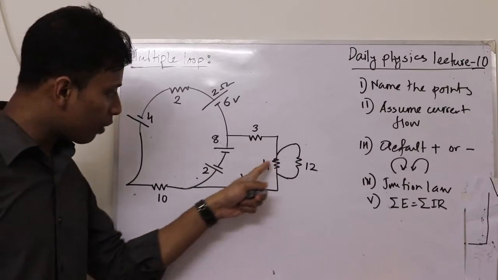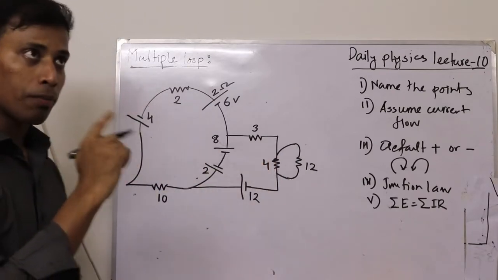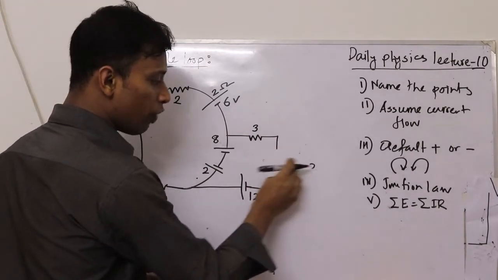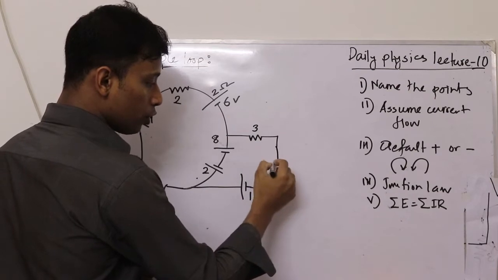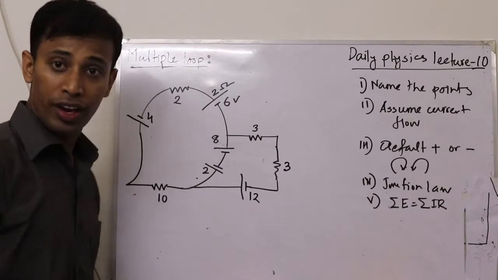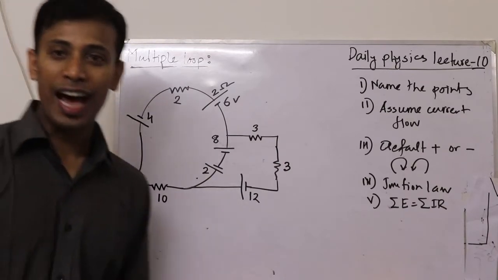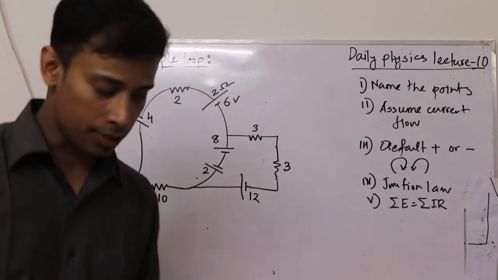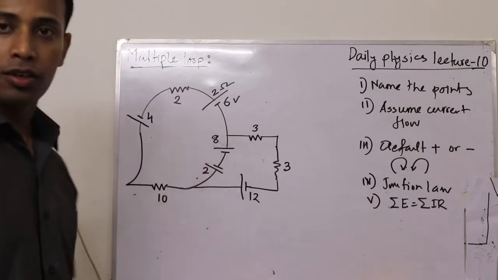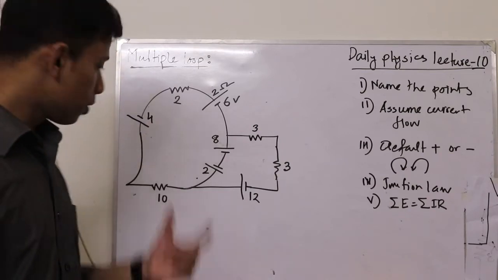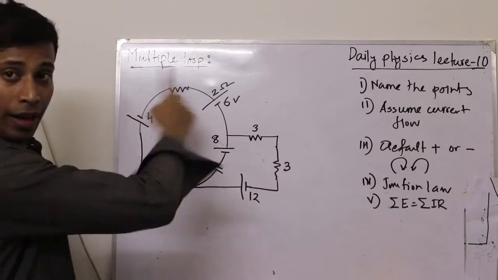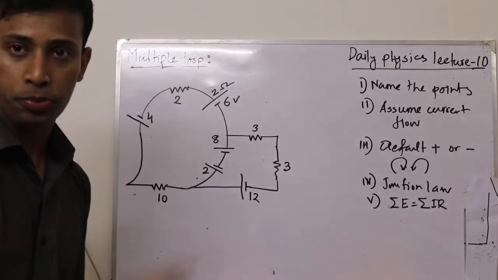And now this 12 and 4 are in parallel, so 1 by 12 plus 1 by 4, if we go for parallel, then the equivalent will become 3. So now it makes our weird but good looking circuit a simpler circuit. Now we only have 1, 2 and the whole 3 loops.